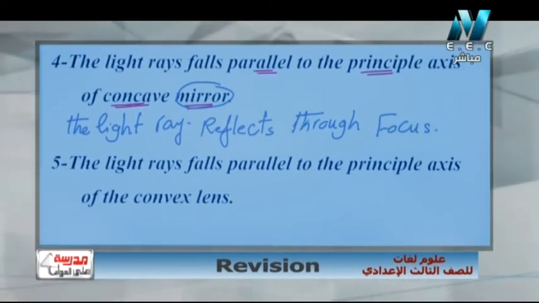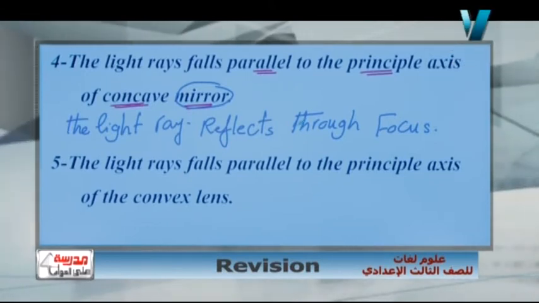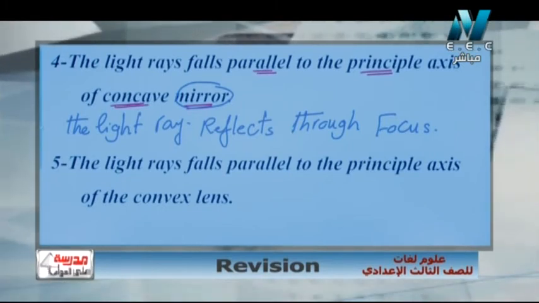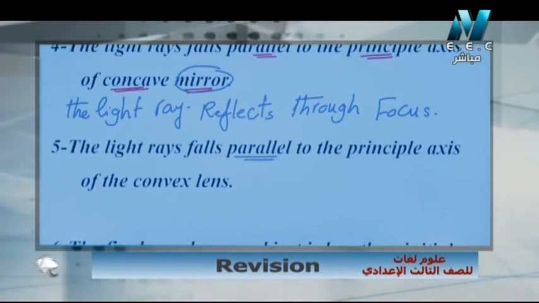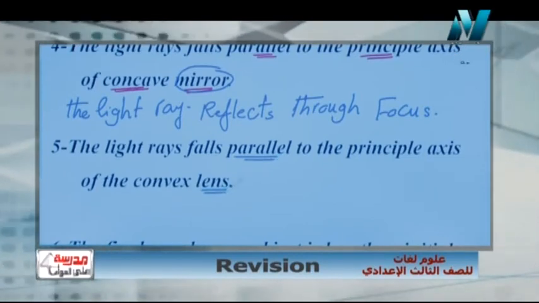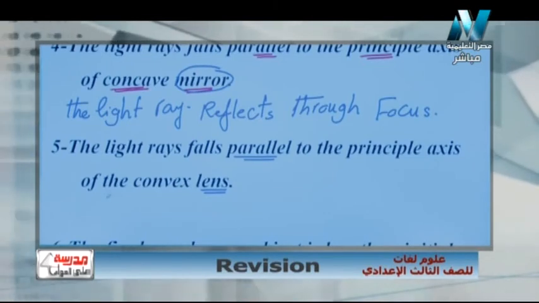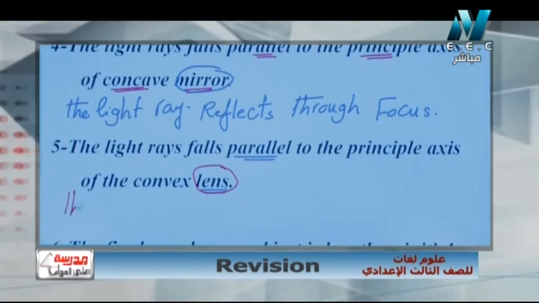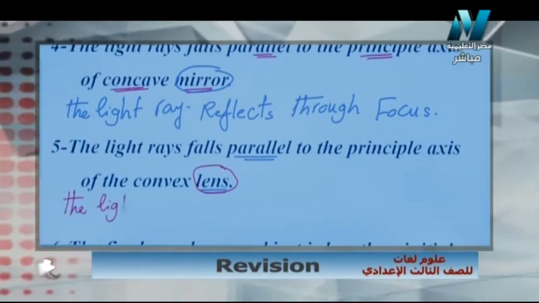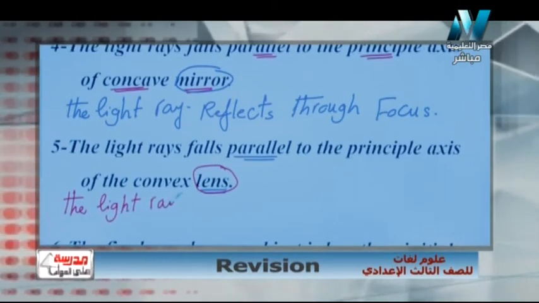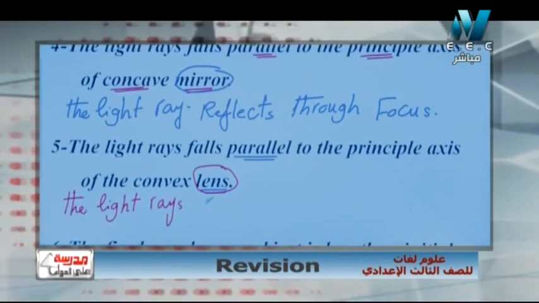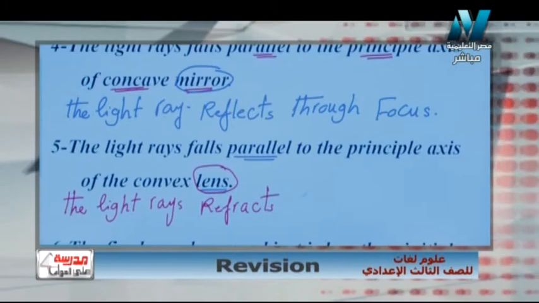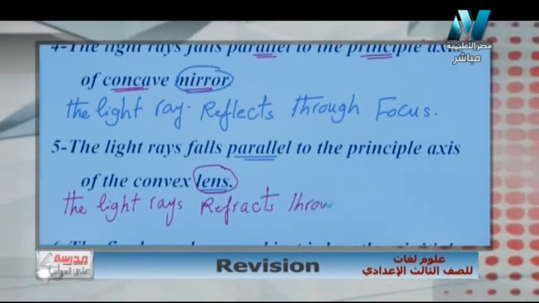Okay, question number five says that the light rays fall parallel to the principal axis of the concave or convex lens. Here it says parallel to the principal axis of a lens. So we have to say refract, not reflect, because we talk about lenses, not mirrors. So the light rays refract through the focus.